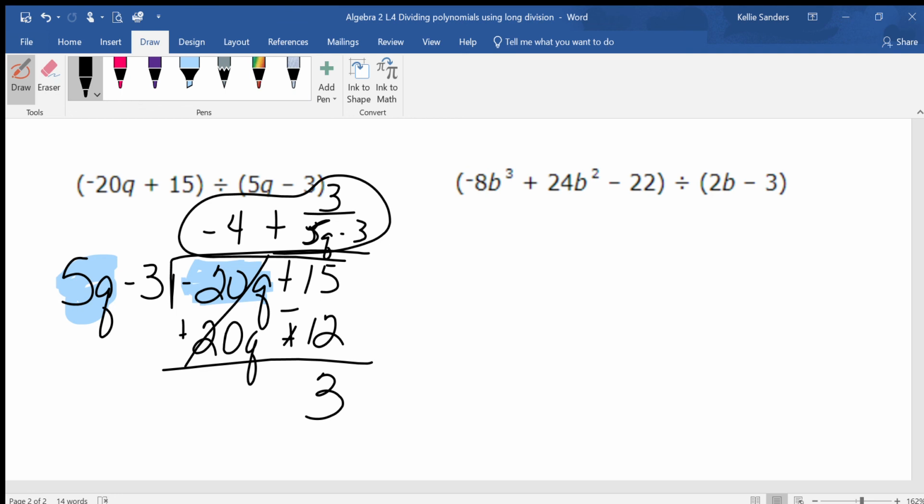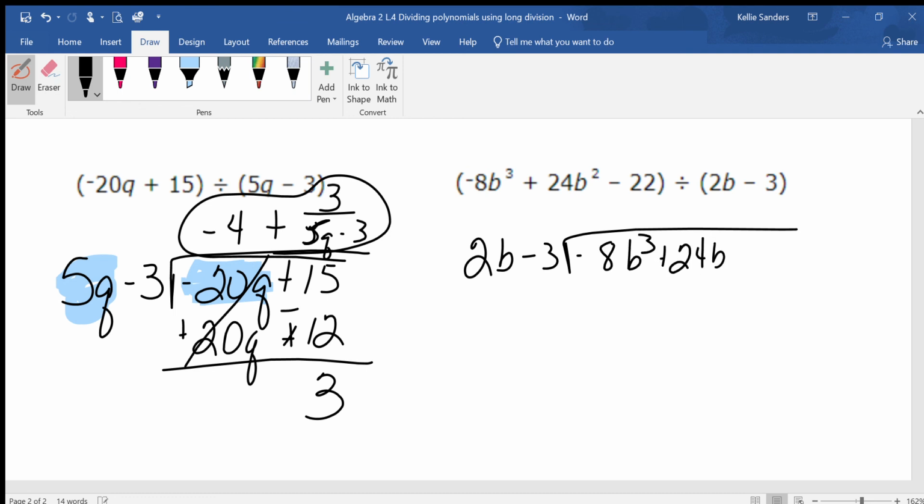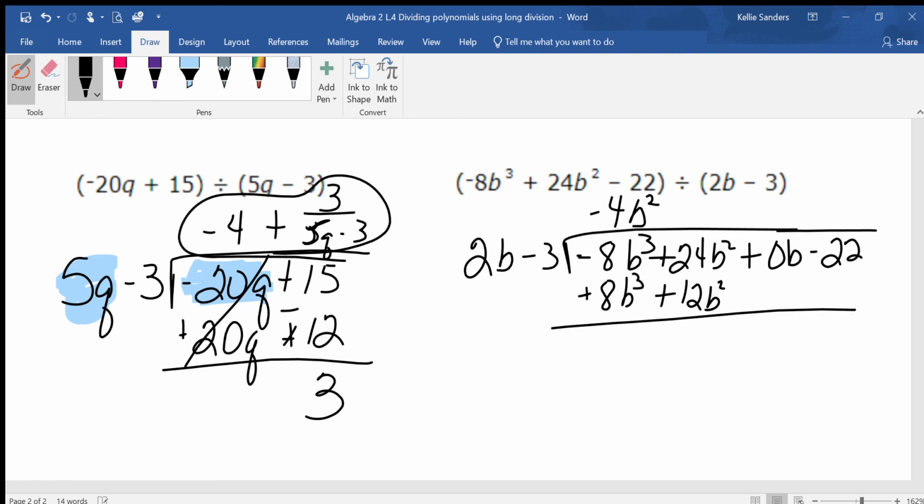Okay, and 2b minus 3 going into negative 8b to the third plus 24b to the second. And if anybody's paying attention, what goes next? I have b to the third, I have b to the second. I just need b. So I have 0 of them, minus 22. So 2 times negative 4 is negative 8, and I need 2 more b's. Negative 4 times negative 3 is a positive 12. B squared, draw your line, change your sign, so those go away. 24 minus 12 is 12.